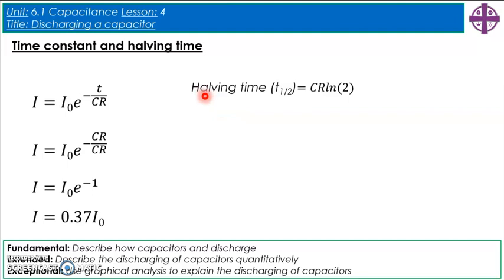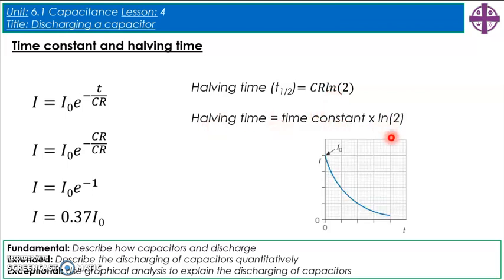The halving time is the time it takes for the current to reach half of its value. It's a bit like the half-life in radioactivity that you would have done in Key Stage 4 in GCSE. It's the time it takes for the current to go to half of its original value, where the time constant instead is the time for it to go to 37% of its original value. To get the halving time, you just do CR times ln2, ln being the logarithm with a base of e. So the halving time is equal to the time constant times ln2.